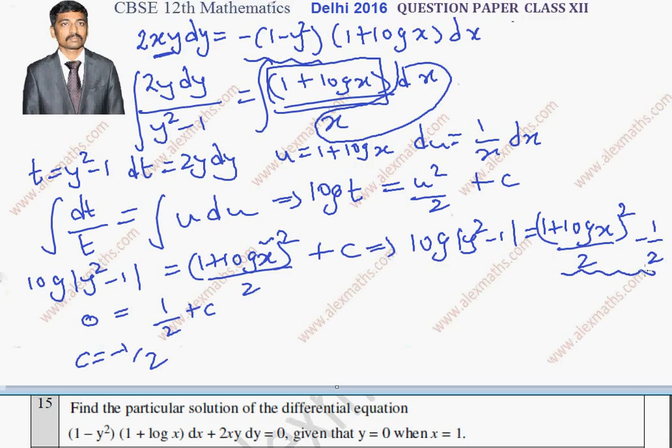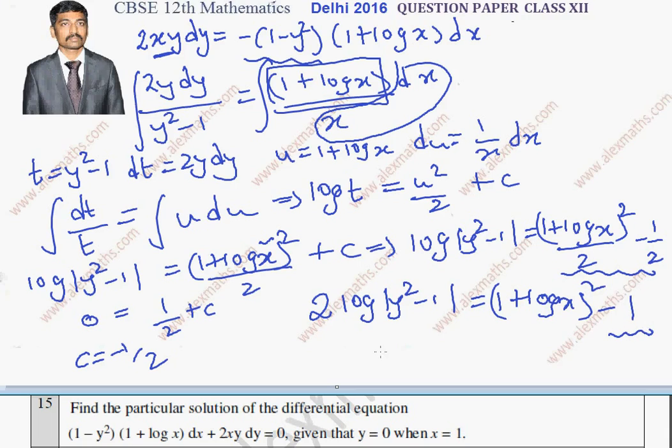Since this is having a common denominator, I can carry to the other side 2 log of mod y square minus 1 equal to 1 plus log x whole square minus 1. If you want, we can take this minus also here. So 2 log of y square minus 1 plus 1 equal to 1 plus log x whole square.